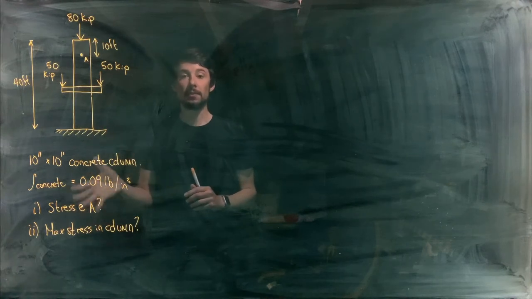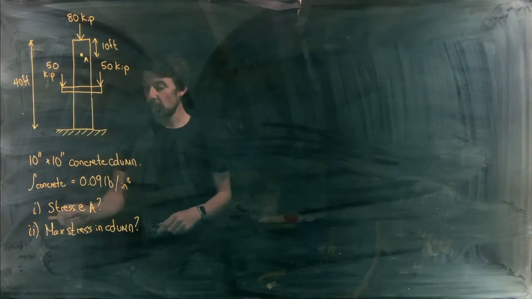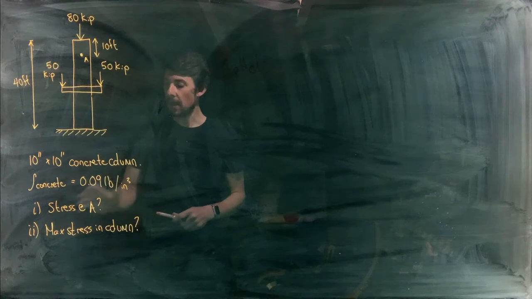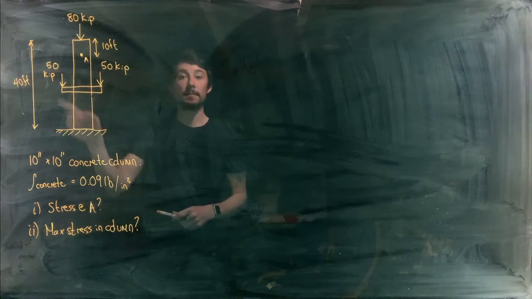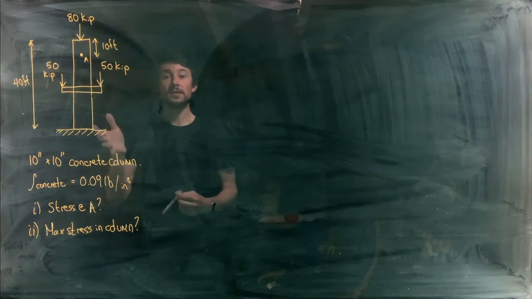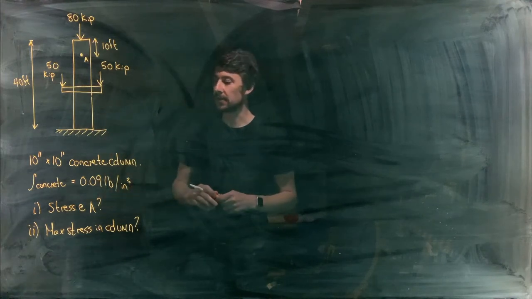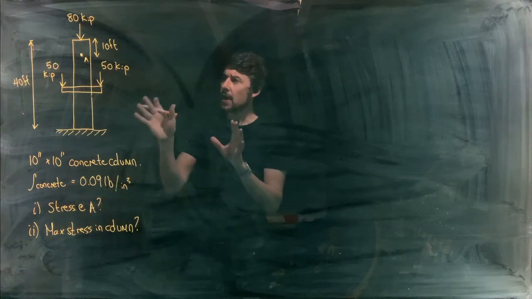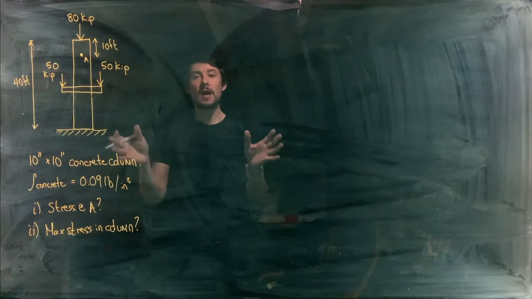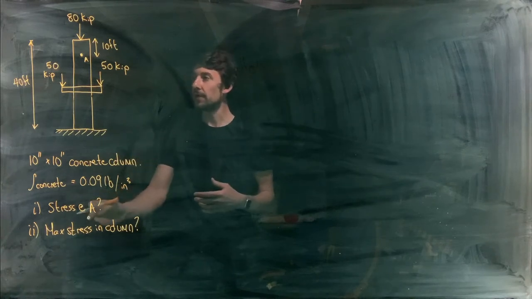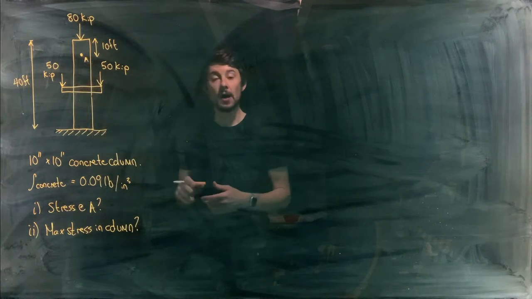And the problem asks for a couple of things. First of all, we wanna know what the stress is at point A in the column. And then in part two, we're asked what the maximum stress is in the entire column. So let's go ahead and get started here and do the first part. So you always calculate stress within an object at a particular point. And here we want the stress at point A.